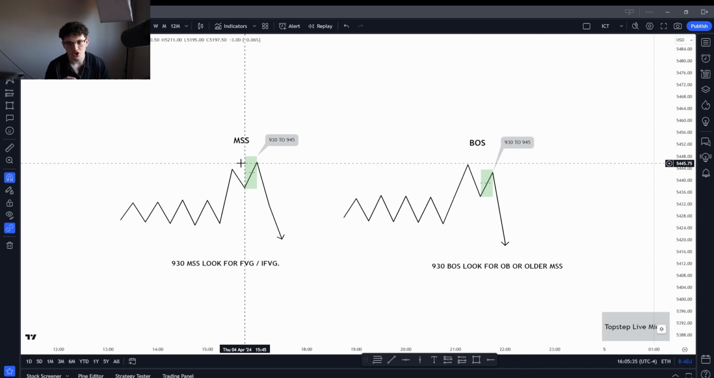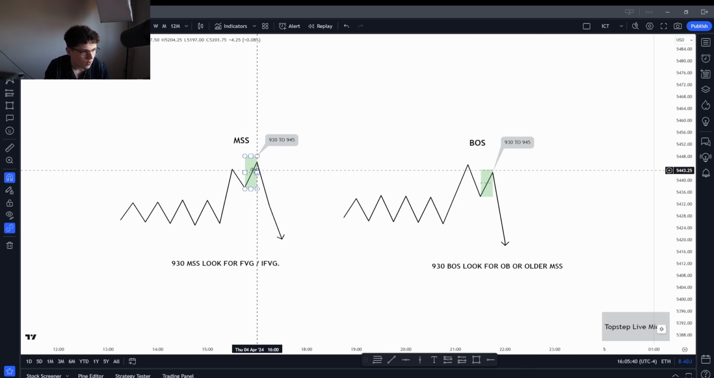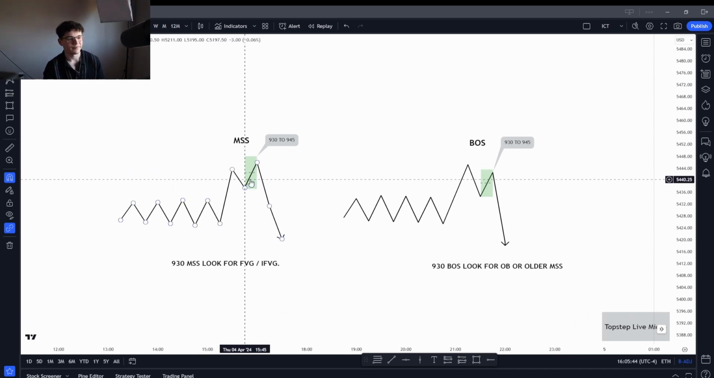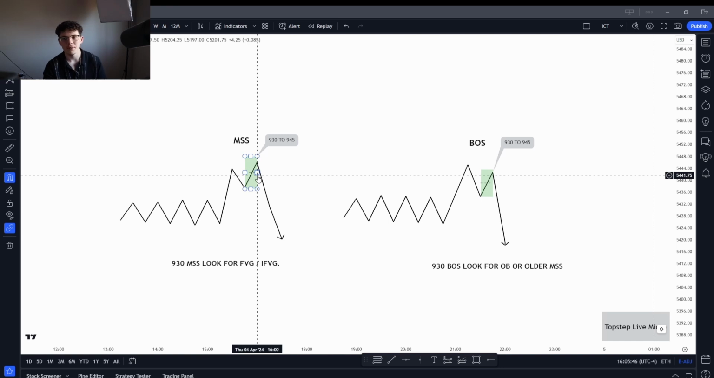Now, when market structure shifts happen, which was one of the entries I showed in yesterday's video, there's going to be a fair value gap or an inversion fair value gap here. If there isn't, I wouldn't take the trade. Market structure shift with a fair value gap is the most bread and butter ICT setup there is.